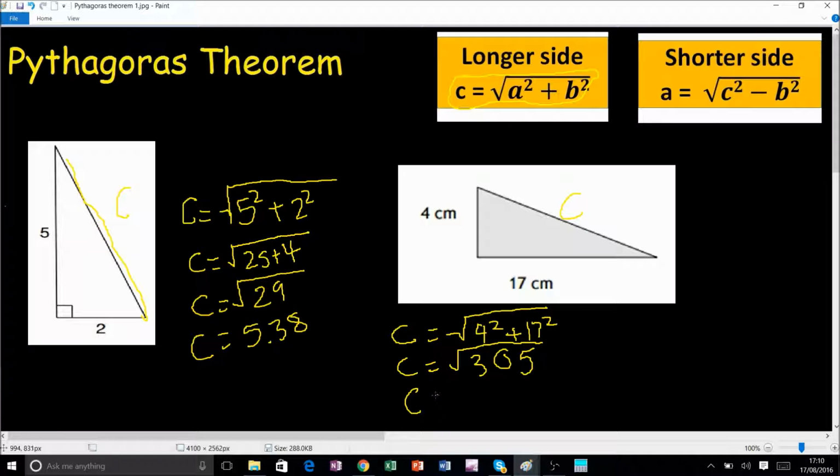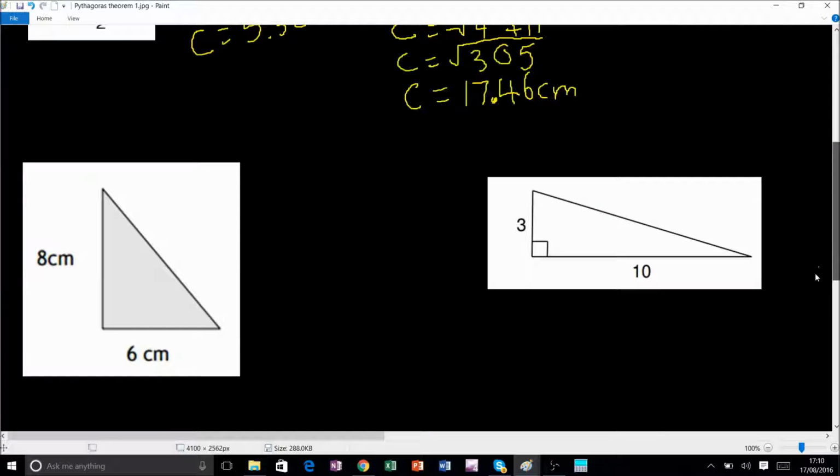And the square root of 305 is 17.46 to 2 decimal places, 17.46 centimeters as well, to 2 decimal places. Okay, lovely. Let's look at another example.